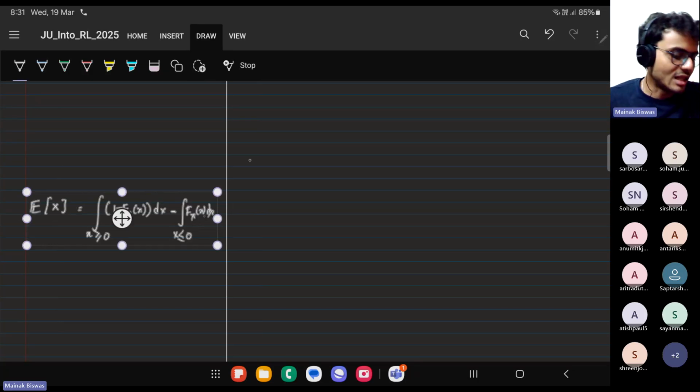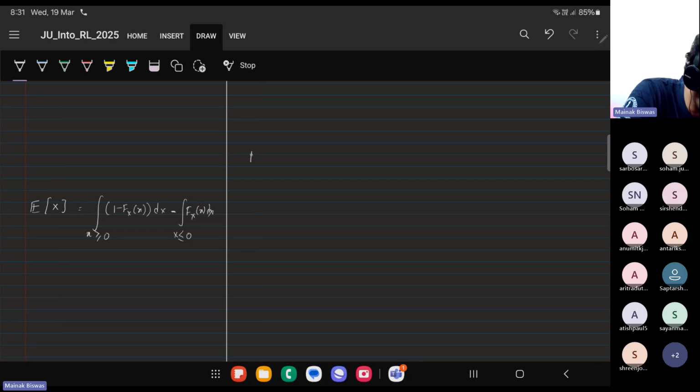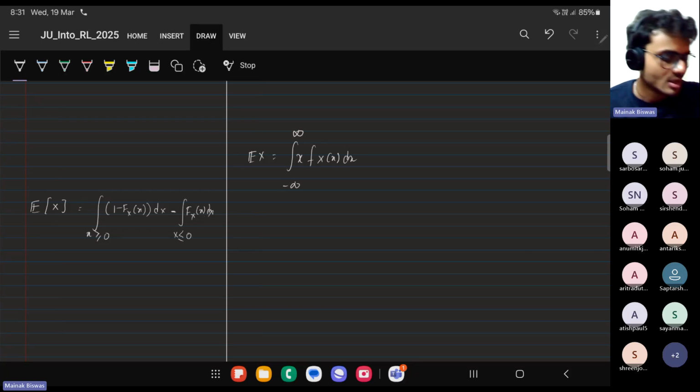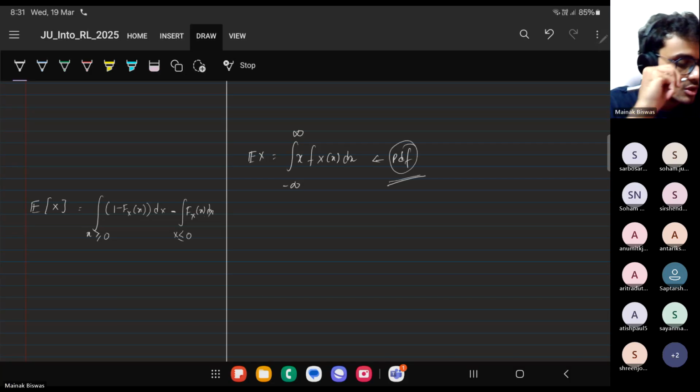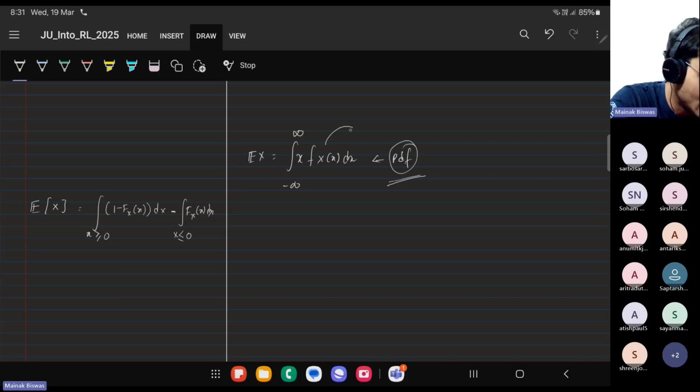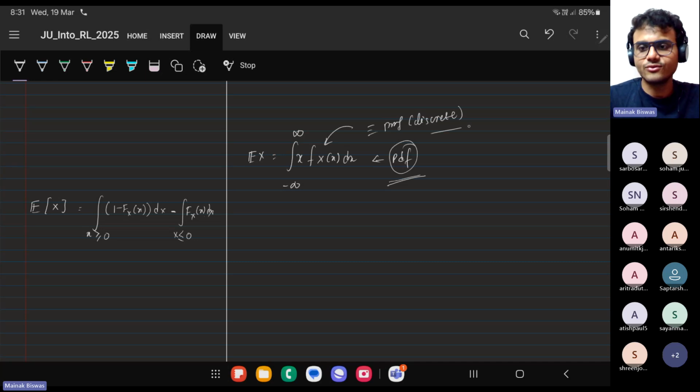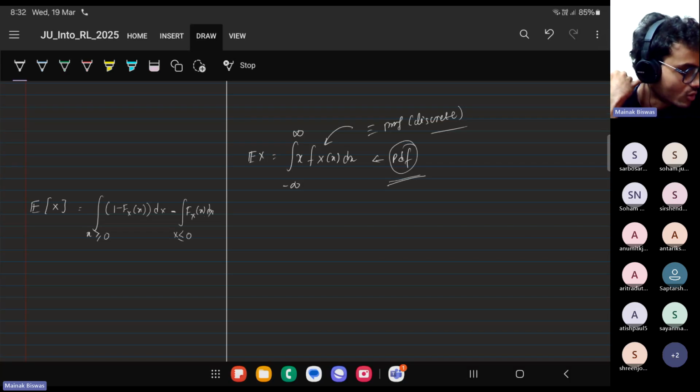So I'm trying to tell you that normally I told you the expected value of x is the integral of x f of x dx between minus infinity to infinity. Now I want to relate this integral to the CDF. So this is with respect to the PDF. Remember that this PDF is analogous to PMF in the discrete case, as you can clearly see, because everything where there were PMFs has been replaced with PDFs.